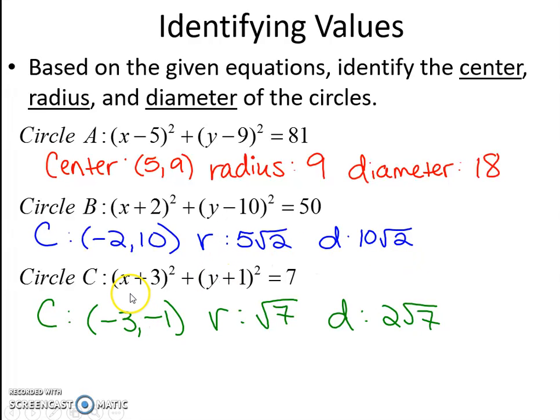Take a look at this circle. If I give you this equation, what will be the center? The center will be negative 3, because negative is positive. So this is the center. This is negative 1. The radius is square root of 7, which is radical 7. Diameter will be 2 times radical 7, which is 2 radical 7.